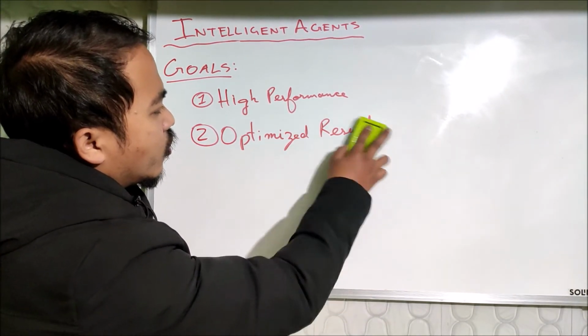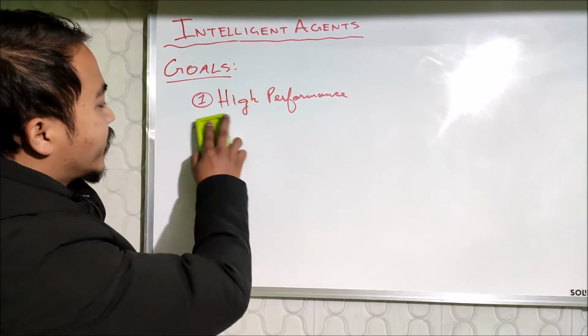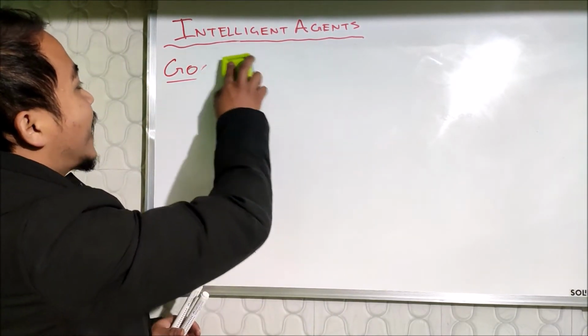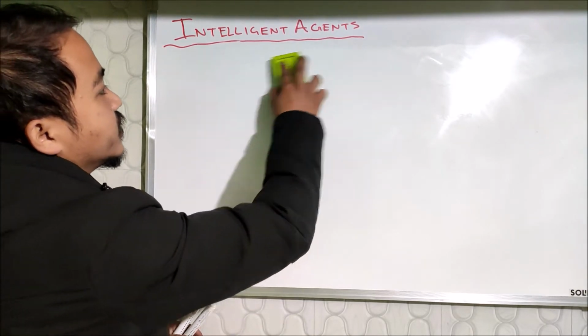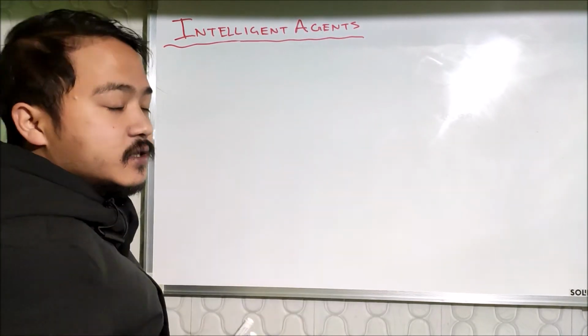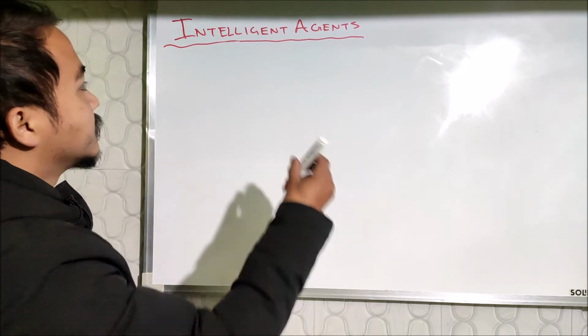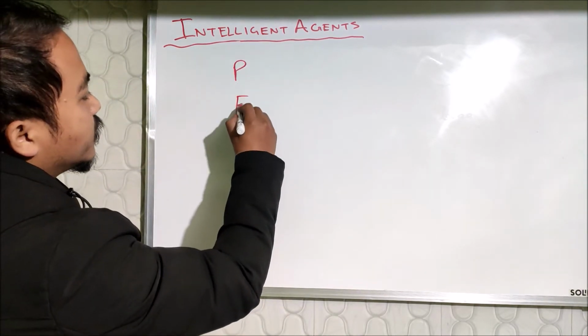So there is a model of how you would design an agent. There is a standard model, and that model is called PEAS. P-E-A-S.